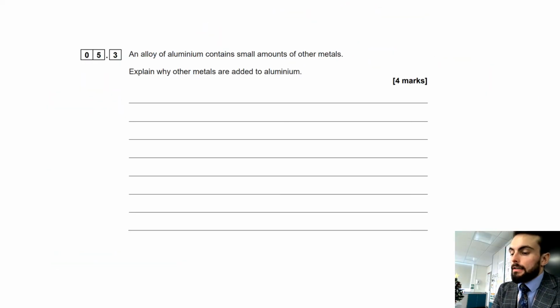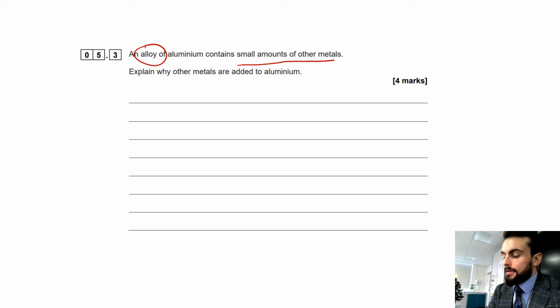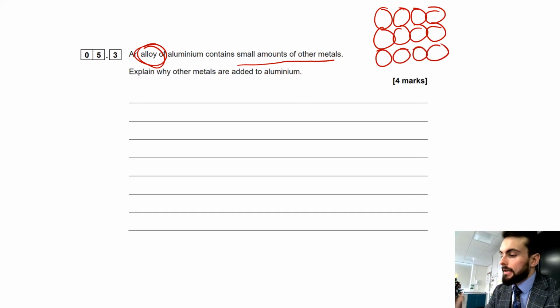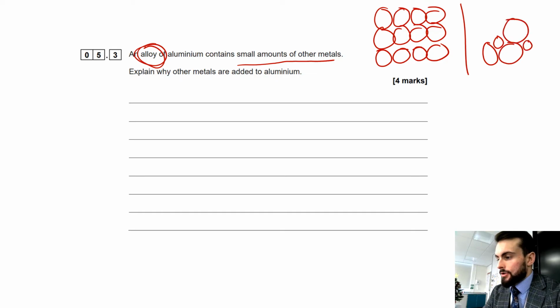Next question. An alloy of aluminium contains small amounts of other metals. Explain why other metals are added to aluminium. So the first thing I am thinking when I see alloy is the diagram that you'll have been shown when you were taught alloys. If we take a pure metal, all of the atoms are in a lovely little row, a regular pattern like that, and that means they're in perfect regular layers. If we take an alloy, it's a bit more of a mess. So we chuck in random small atoms of different elements. Might be bigger, but just different sizes.